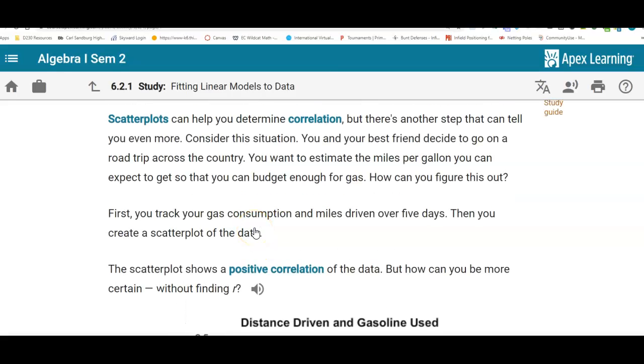So 6.2 is all about taking these scatter plots and creating what they call a line of best fit. And I'll show you what that means in a minute. So you already know what a scatter plot is, right? And these scatter plots can help you determine a correlation, right? Do all the points line up in a linear fashion or not?